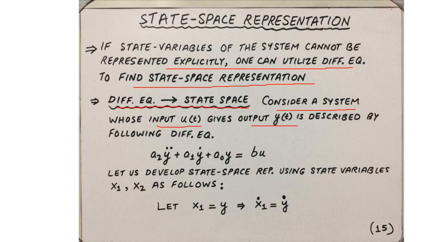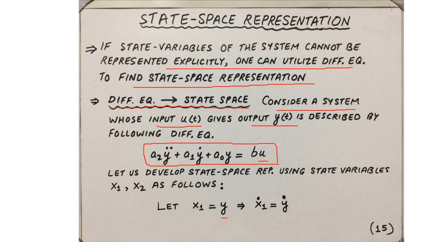So let us do an example containing a second order differential equation, a2 times y double dot plus a1 times y dot plus a naught y equals b times u. So remember, a2, a1, a naught, and b are coefficients and they are constants. What is going to be the state space representation of the system? We know the output of the system is y. We know the input is u. But what are the state variables?